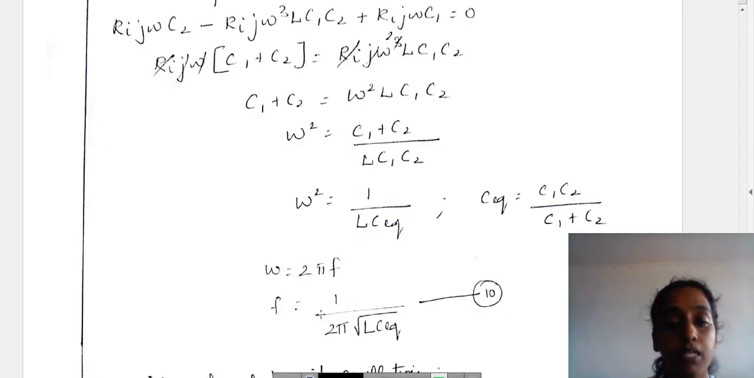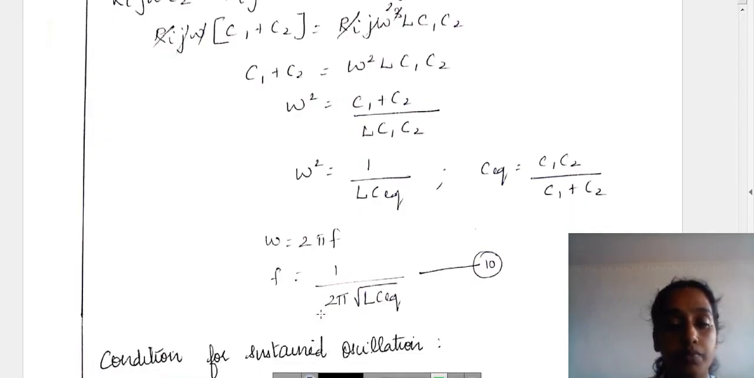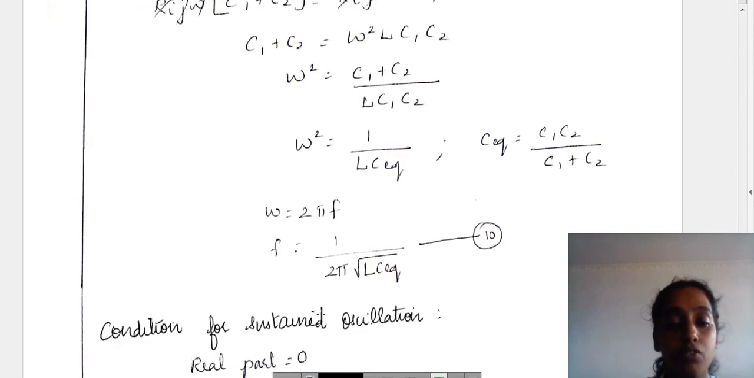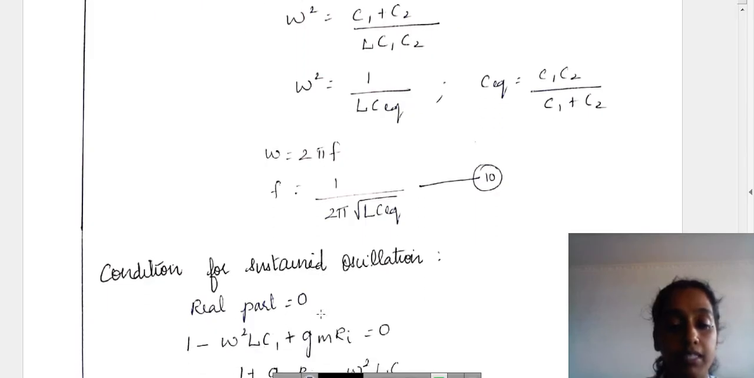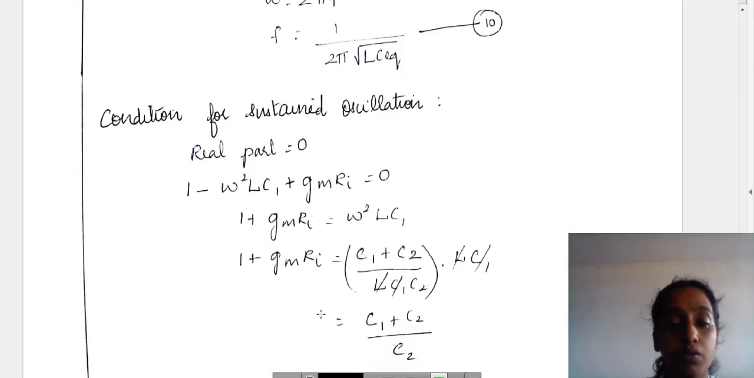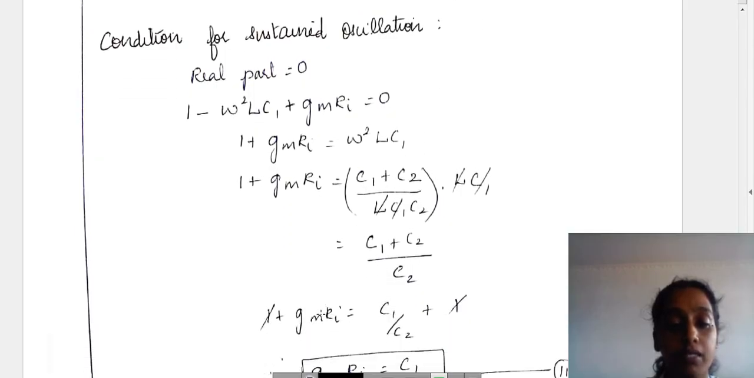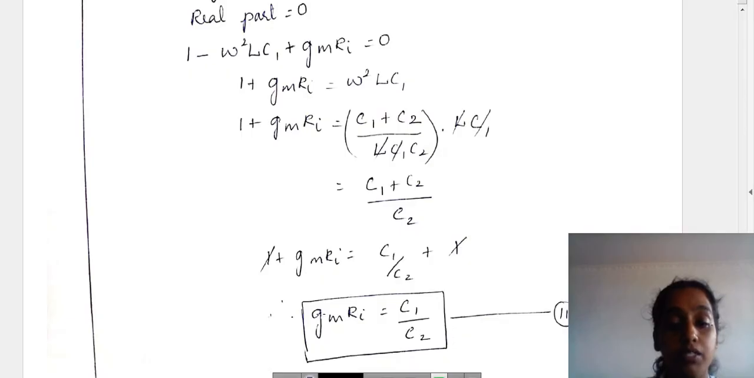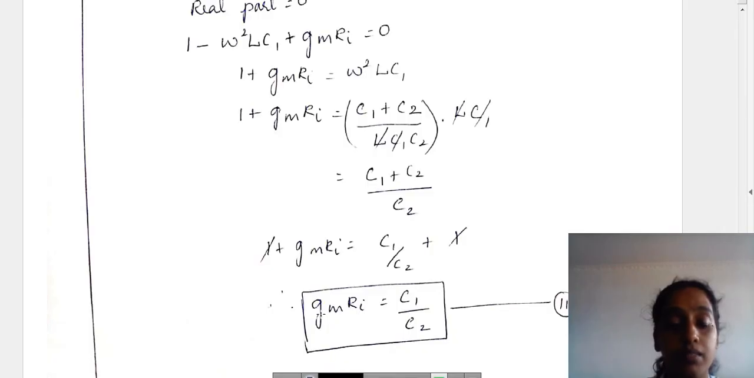So my C equivalent will be C1 C2 by C1 plus C2. Omega is equal to 2 pi f. F is equal to 1 by 2 pi root L into C equivalent. For sustained oscillations, consider only the real part to 0. So considering only the real part, Gm into Ri is equal to C1 by C2. So this is the Colpitts oscillator.